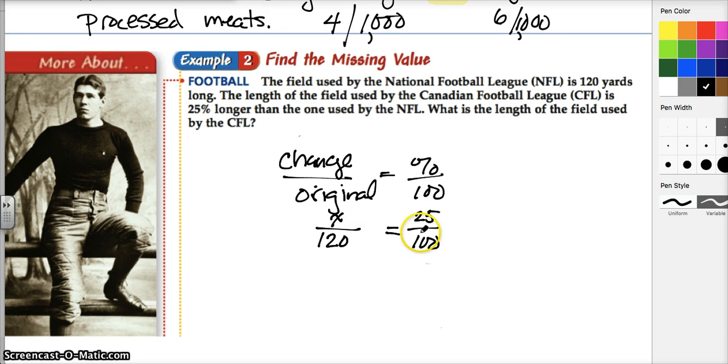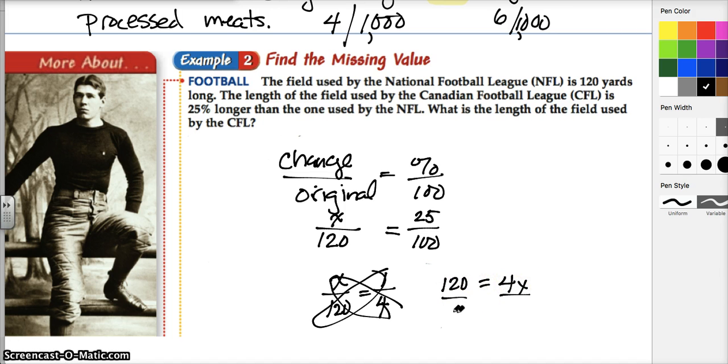So we solve this like we would any proportion. We can cross multiply. But as I look at this, I see I can reduce this. So I'm going to do that before I start cross multiplying. It's going to save me a couple of extra steps. So 25 over 100 is actually 1 over 4, right? And so now I can cross multiply with ease. And I get that 120 is equal to 4x. Divide both sides by 4. And I'm going to get 30.